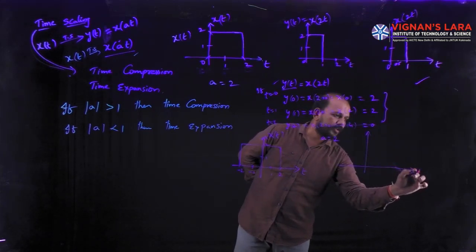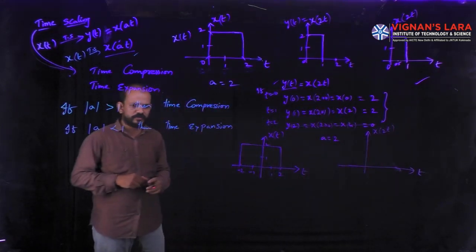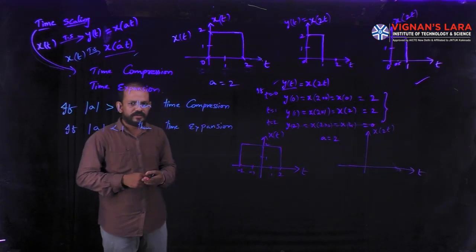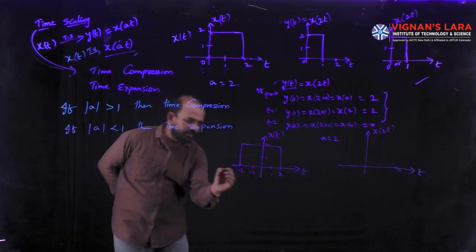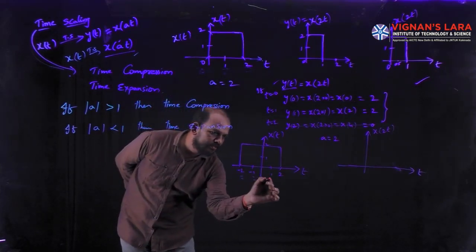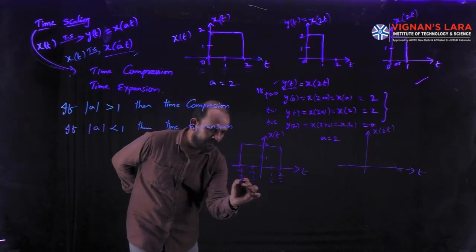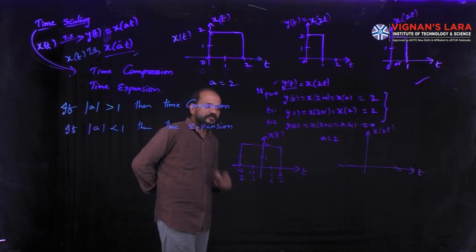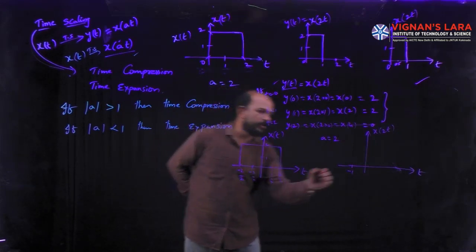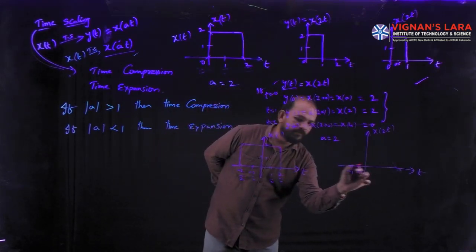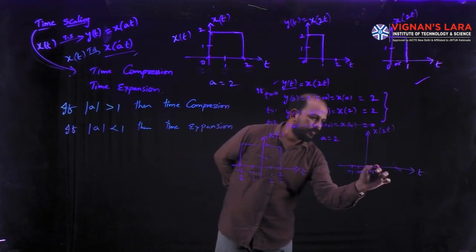How can I get x of 2t? I already explained, the simple logic is to divide each and every time instant by the scaling factor. The scaling factor a is 2. So divide each of these with 2. Minus 2 divided by 2 is minus 1. Minus 1 divided by 2 is minus 0.5. 1 divided by 2 is 0.5. 2 by 2 is 1.